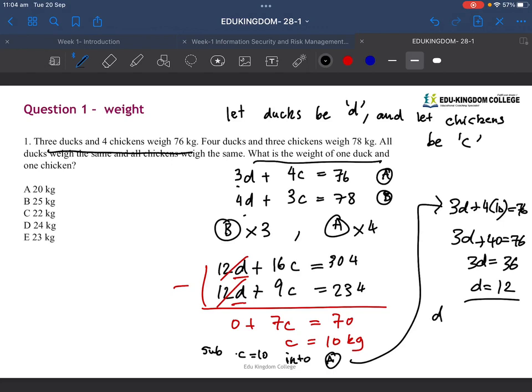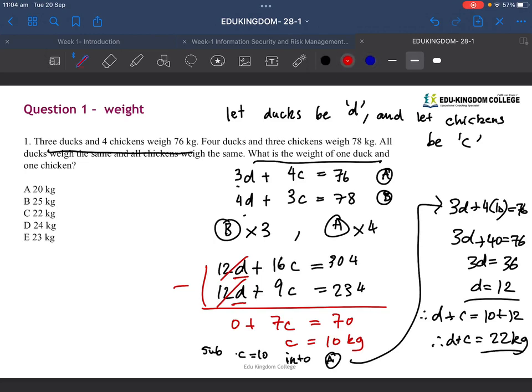Otherwise, what is, therefore, D plus C, or ducks plus chicken, equals 10 plus 12 kilograms. Therefore, D plus C, or ducks plus chicken, equals 22 kilograms. Okay? So guys, from here on out, I want you to be familiar with using simultaneous equations.